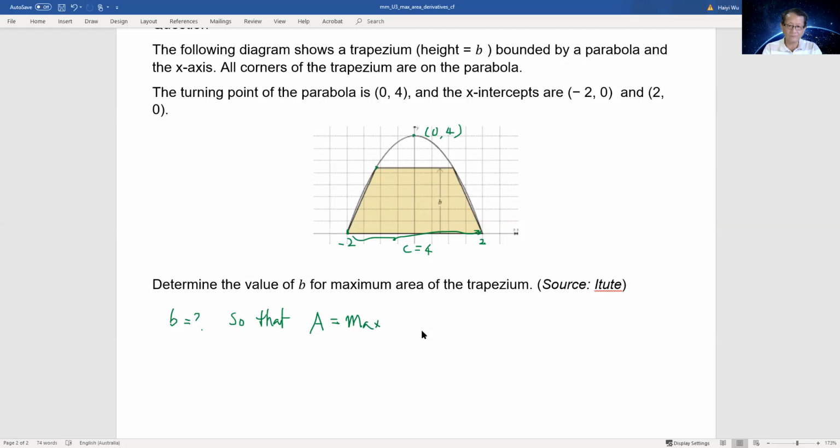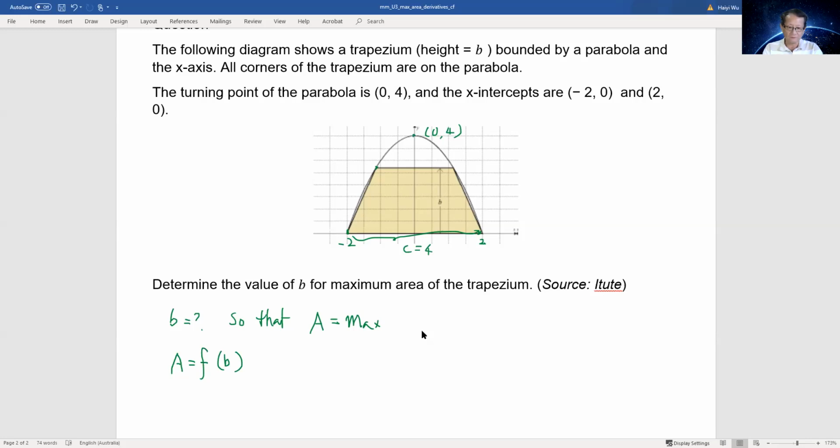What we need to establish first is our goal: to find the maximum area, we want to establish the relationship between area and B. So we need to find the function between A and B. B is our independent variable. Let's see how we can achieve that.